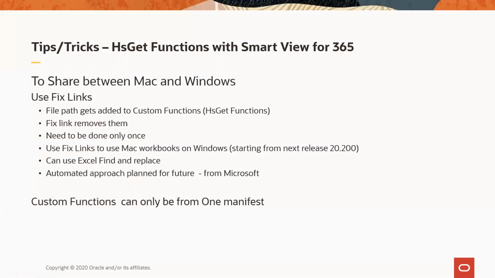If you want to use functions between Office running on a Windows machine versus a Mac, function formats will generally have the path added to the beginning. Use fix links to fix them when you're using it in Windows as well as when you're using it on a Mac. Yeah, that's it from here.